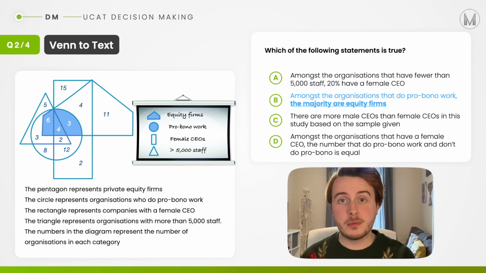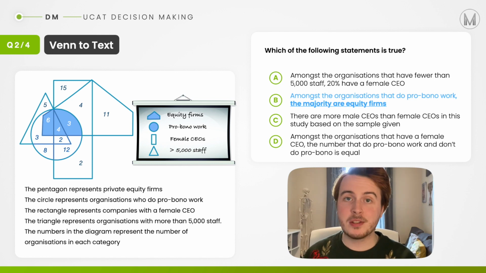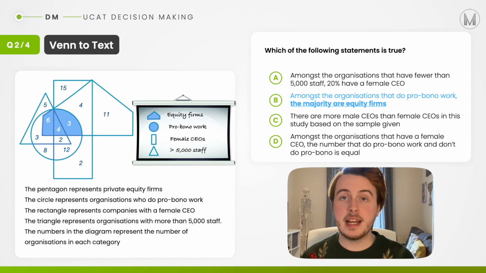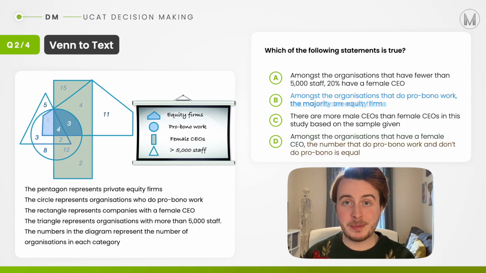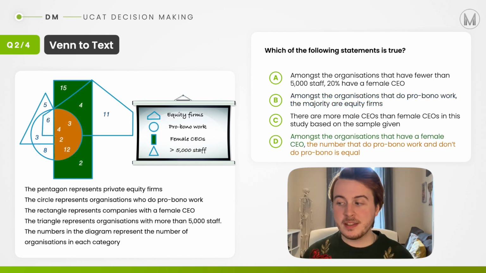So by convention, we would actually know that D must be true. So if we were running out of time, we would absolutely just select D and move on. But just for fullness, let's go through D and why it would be correct. So D is asking for the organisations who have a female CEO.